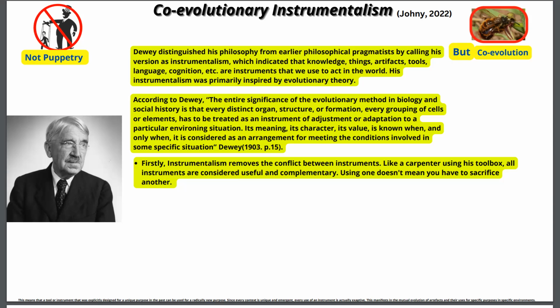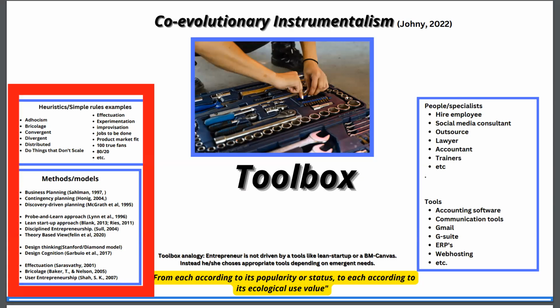Firstly, the good thing about bringing this idea of co-evolutionary instrumentalism to the domain of entrepreneurship is that it removes the conflict between instruments. Like a carpenter using his tools, all instruments are considered useful and complementary. Using one doesn't mean that you have to sacrifice another one. For example, there is no conflict in this model between business planning and lean startup and effectuation and bricolage. All of these are tools in a toolbox.